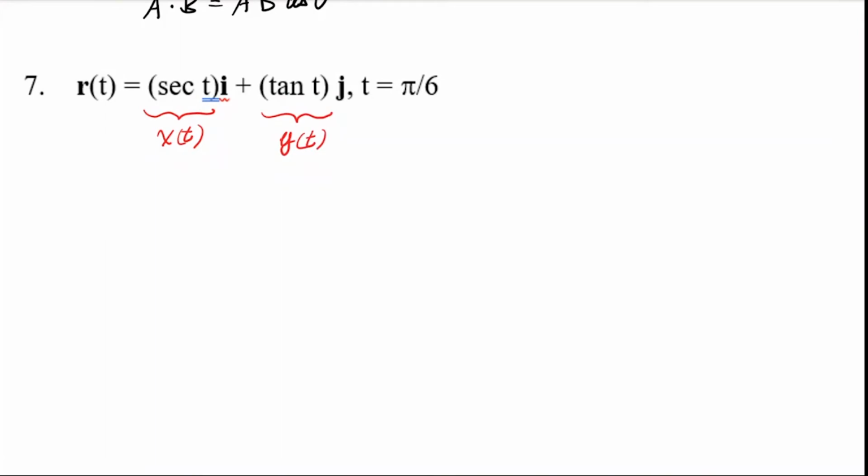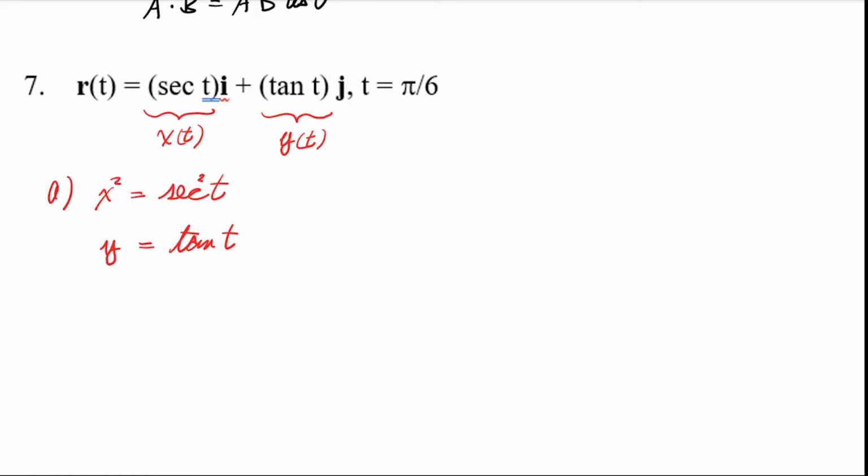Good. So I'm gonna write it like this. X is equal to secant T, and your Y is equal to tangent T. So far, so good? That's kind of what it means. The vector function is really a parametric equation. Okay, this is part A.